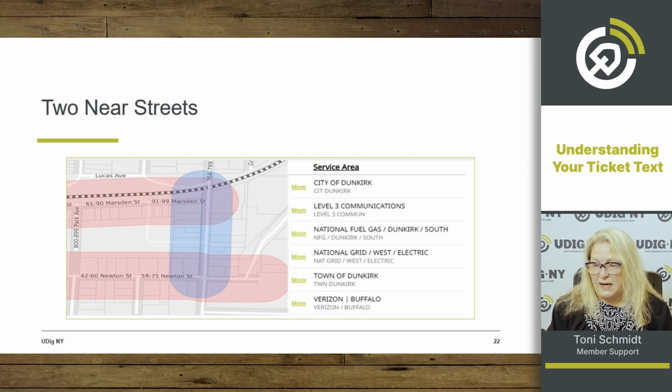This process helps the excavator receive a complete list of members within the segment of road they are working, and at the same time, limits a possible large number of members to clear your site. In this example, the excavator provided 2 cross streets, so there were only 6 affected service areas.